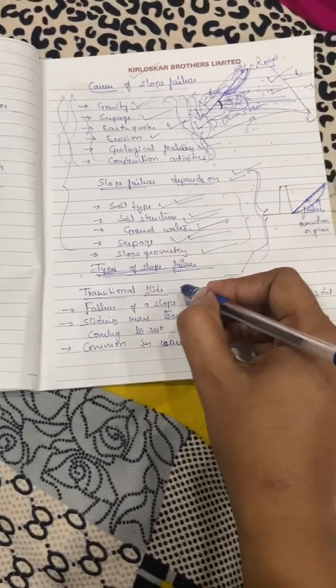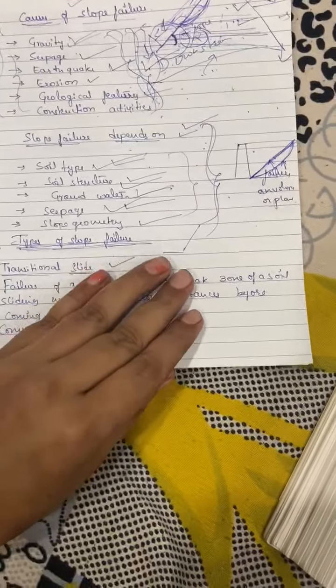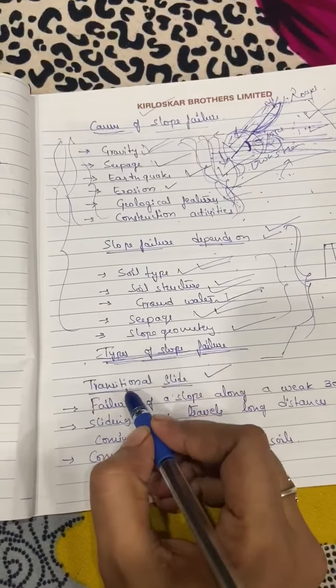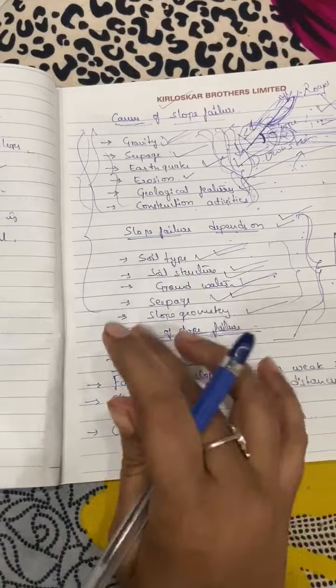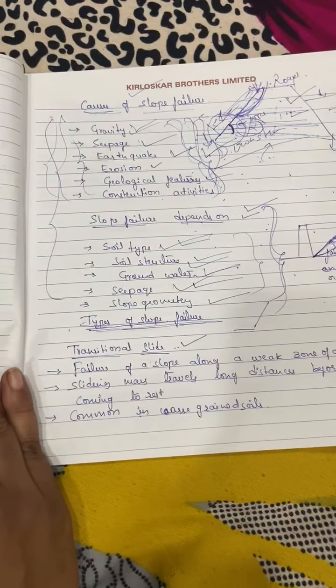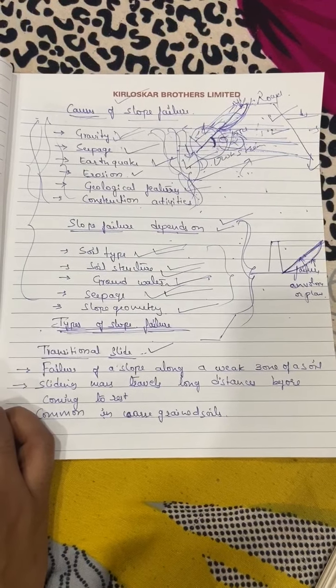So we'll move to how a slope is going to fail. We have the types here, slope failure types. The first one is the translational slide or failure. How is the slope going to fail translationally? Here, it is failure of a slope along a weak zone of the soil.